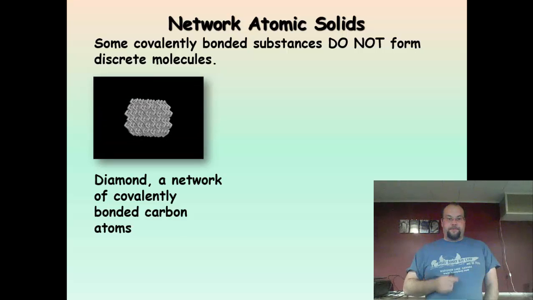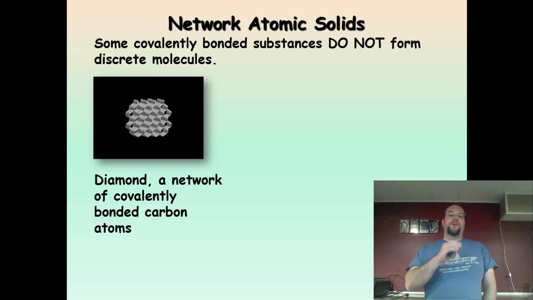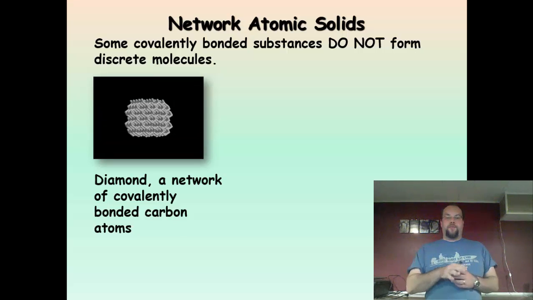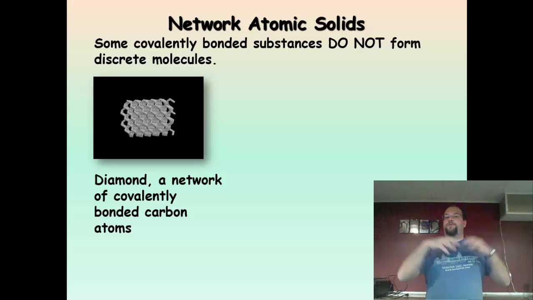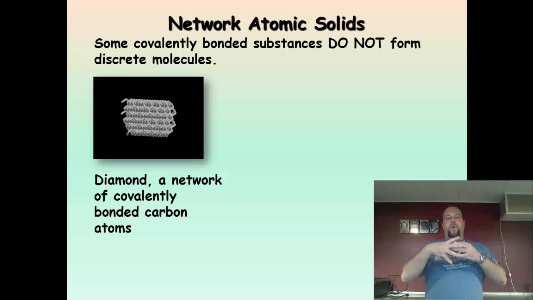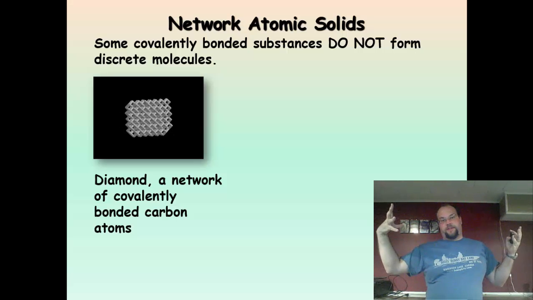Okay. So, we need to talk about network atomic solids. These are covalently bonded things. The great example is a diamond. A diamond is just carbon. It's just carbon atoms bound to each other. Every carbon is bound to 4 other carbons, and those are bound to 4 other carbons, and those are bound to 4 other carbons. So you get this web of covalently bonded carbons.